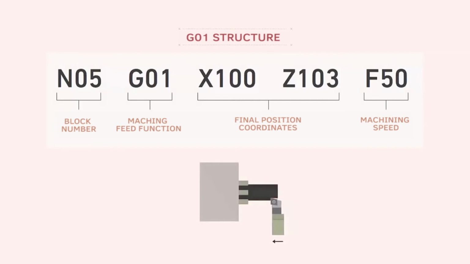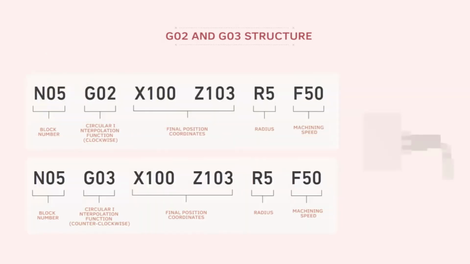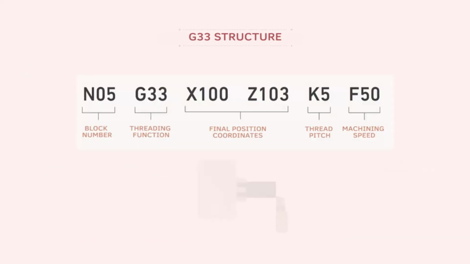On the machining operations side, we have G01, which is an interpolation at a constant speed. Its structure consists of the XZ coordinates and the machining speed F. The G02 and G03 commands are circular interpolations in clockwise and counterclockwise directions respectively. Its structure includes the X, Z, and the radius. Finally, we have the G33 command to perform threading. In this case, I define the coordinates and the pitch of the thread.